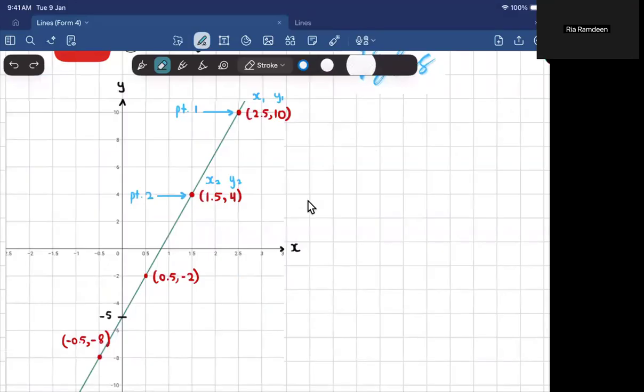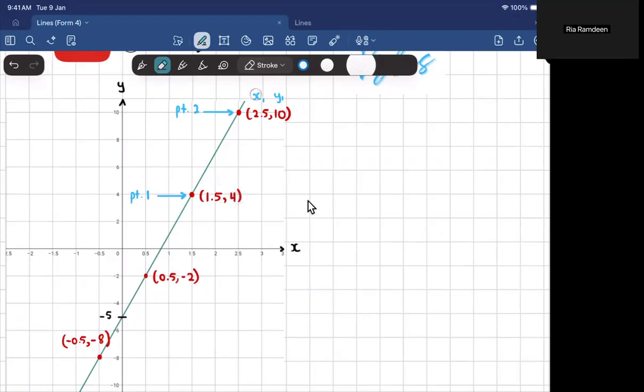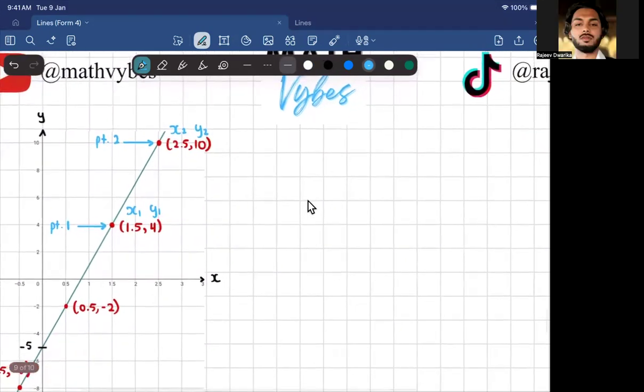Oh, you're gonna swap the first two. Okay, right. So I'm going to call this point one and I'm going to call this point two. Question: if I'm calling this point one, will I still call it x2, y2? No. What would I call it? X1, Y1. And what would I call point two? X2, Y2. Great. How would I find the gradient?